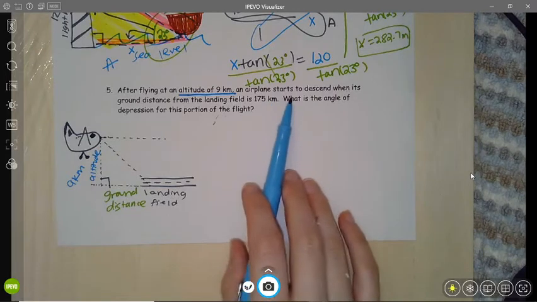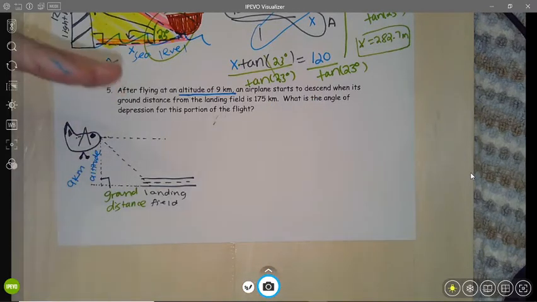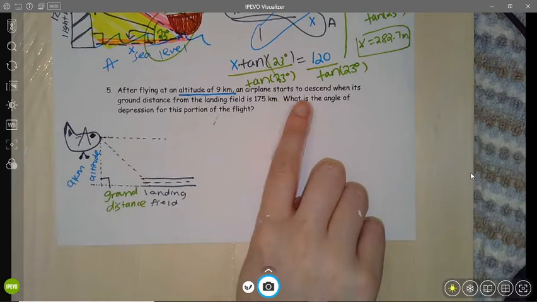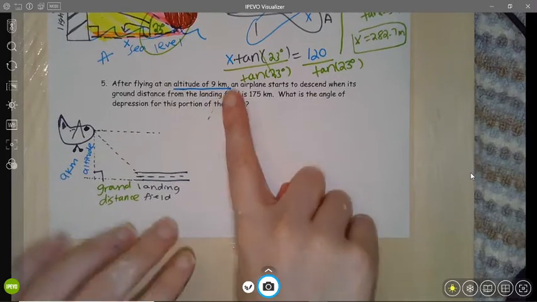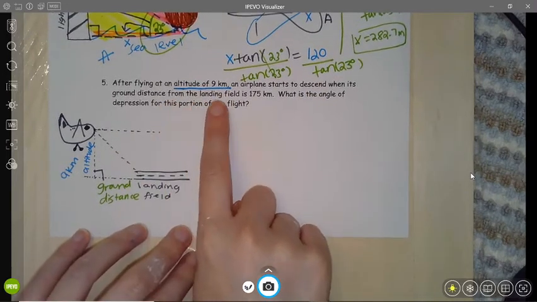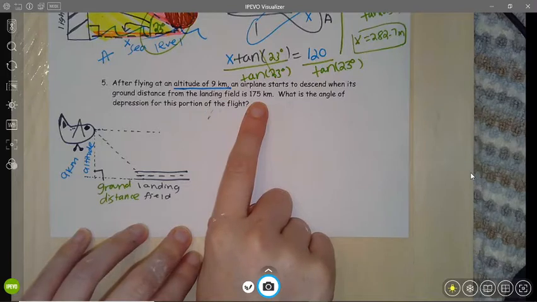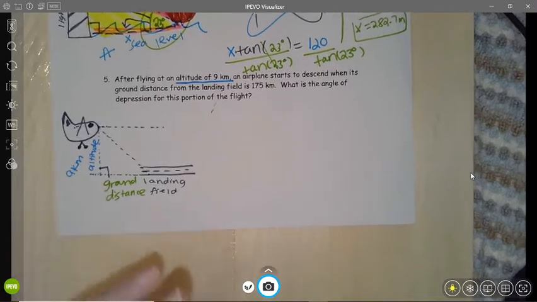So an airplane starts to descend. That means it starts to head downward toward the landing field. That's where it's going to land. An airplane starts to descend when its ground distance from the landing field is 175 kilometers. Okay, so the wording's a little tricky.